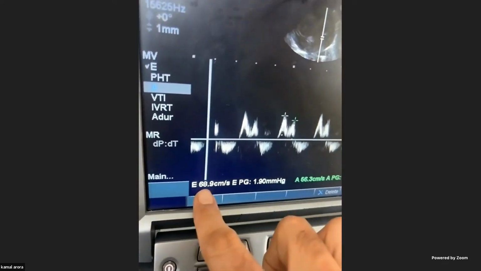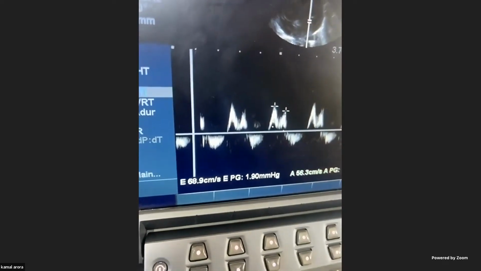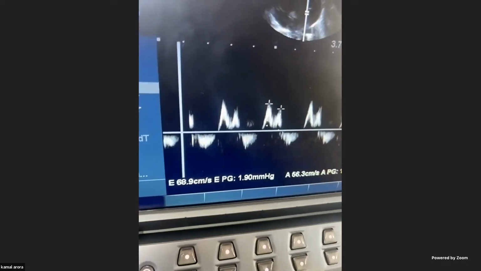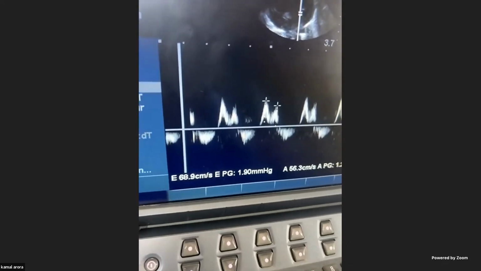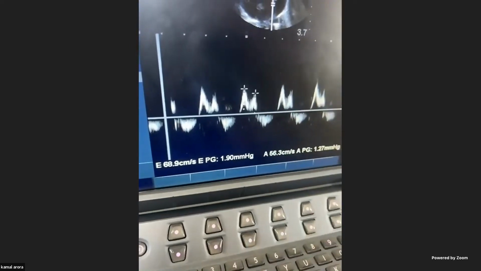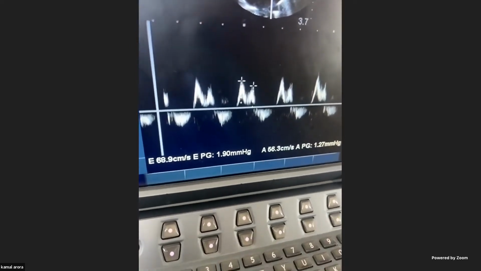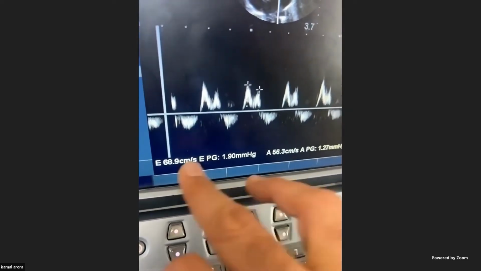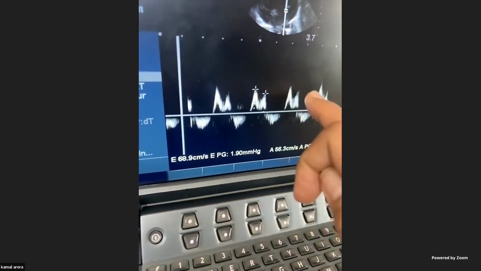So this is 68.9 and A is 56.3. So the EA ratio is coming out to be 1.2. E is bigger, no? So 68.9 divided by 56.3. This machine doesn't give me the direct calculation as the GE machine gives. We have to calculate it. This is E and A. You can see E is bigger than the A.